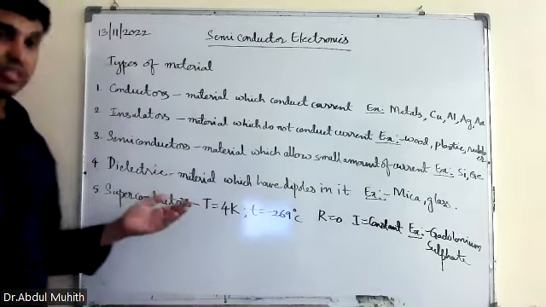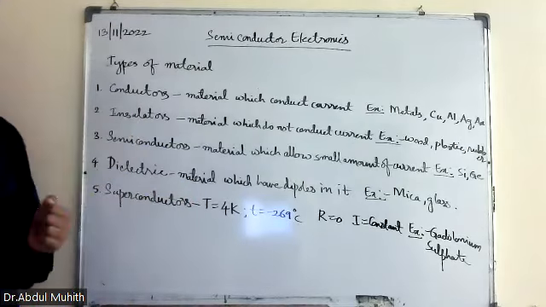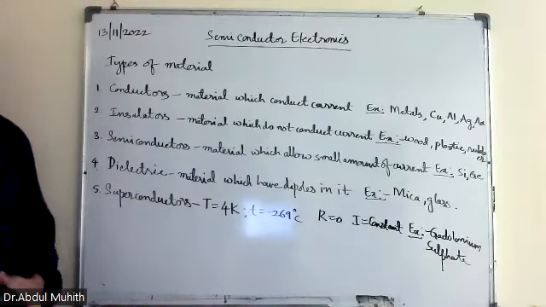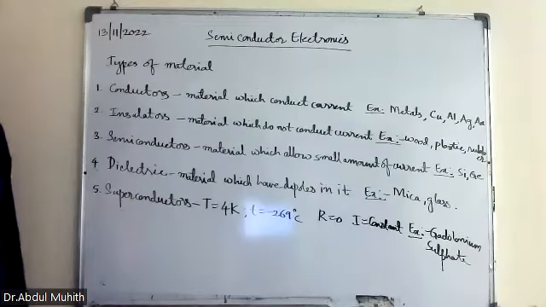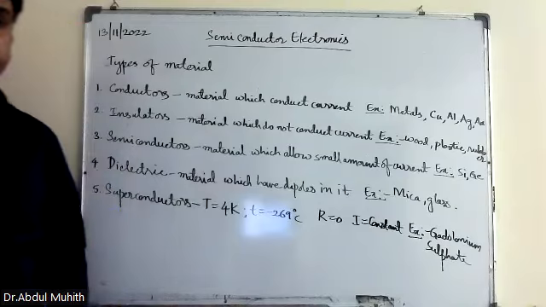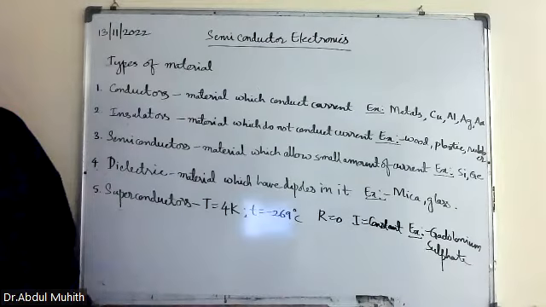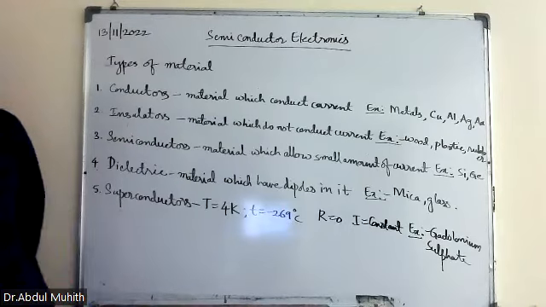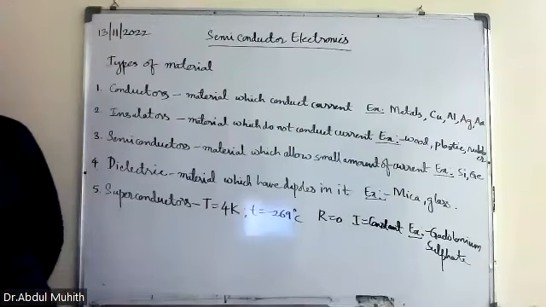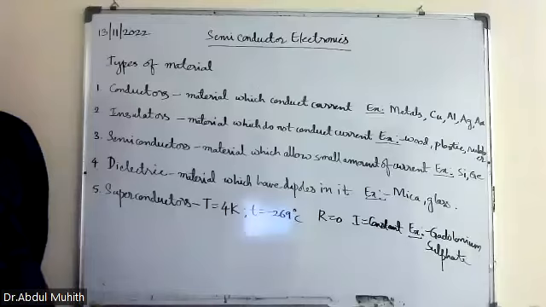So these are the materials. Once again, quickly: what are conductors? Materials which conduct current, which allow the passage of current, are known as conductors. Examples: metals like copper, aluminium, silver, gold. Then what are insulators? Materials which do not conduct current. Examples: wood, plastic, and rubber.